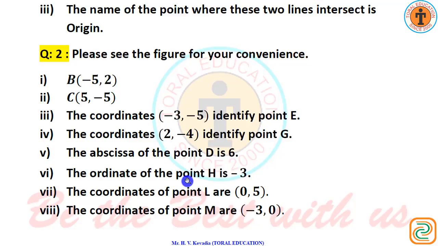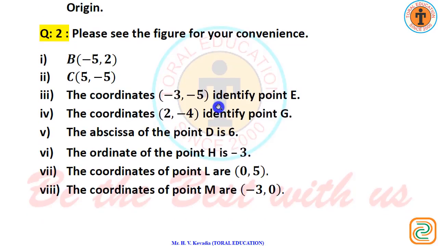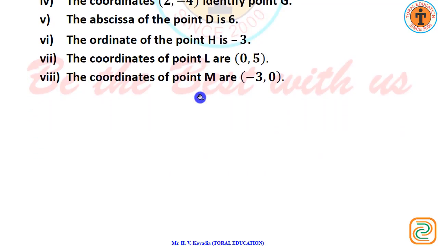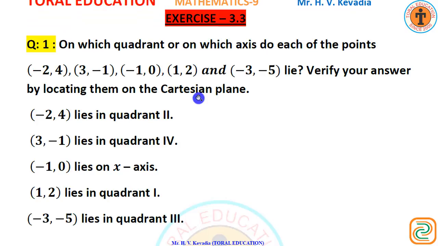So this is very easy and this is the end of exercise 3.2. Very easy. It takes only 2 to 5 minutes. Now exercise number 3.3, we are going to take. It's also very easy. In which quadrant or on which axis do the points (-2, 4), (3, -1), (-1, 0), (1, 2) and (-3, -5) lie? Verify your answer by locating them on the Cartesian plane.